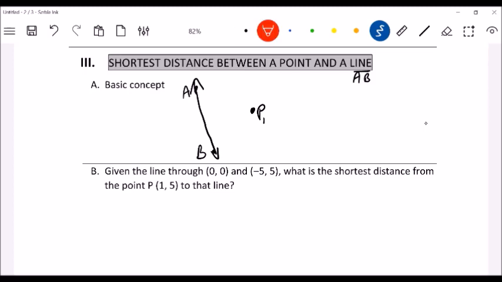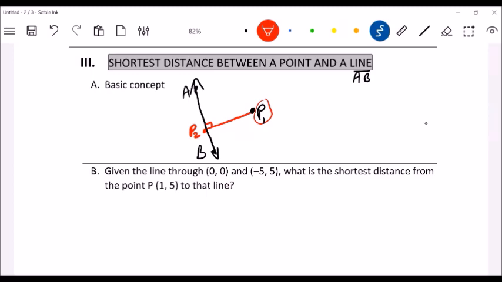And the reason is because I'm then going to draw a line that is perpendicular and then makes a point P2. So we want to know the distance from P1 to P2, because that's the shortest distance from this point going all the way to the line.